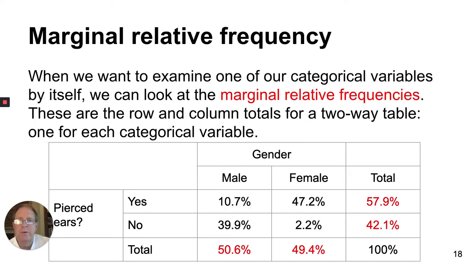When you want to examine one of our categorical variables by itself, we look at the marginal relative frequencies. These are the row and column totals for a two-way table. So I can ask you, what is the marginal relative frequency of being female? And you'd say 49.4%. Marginal relative frequencies are the row and column totals.